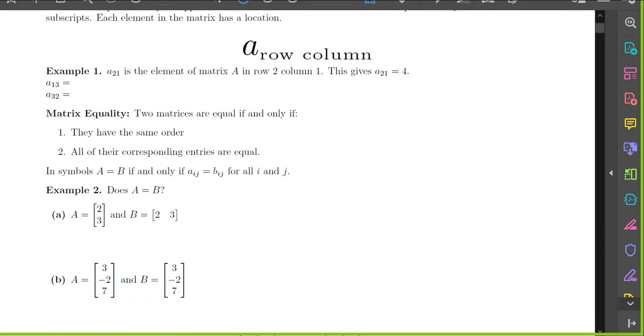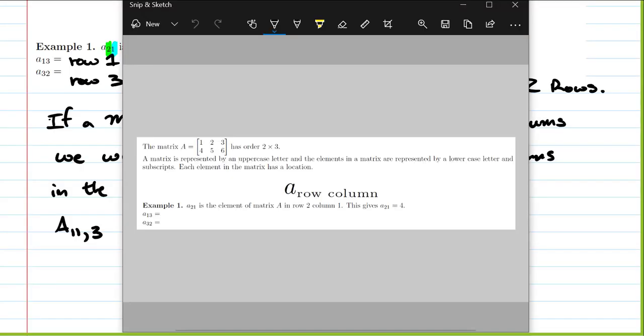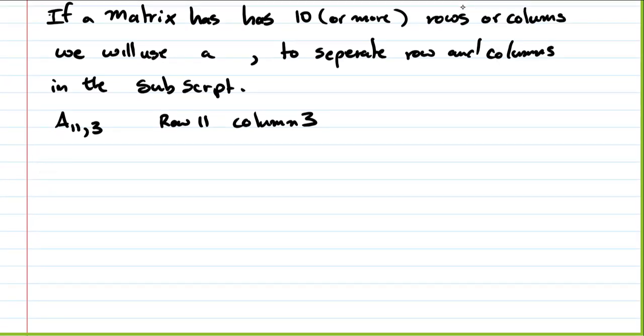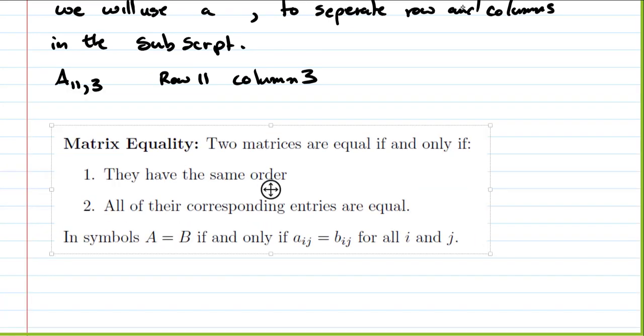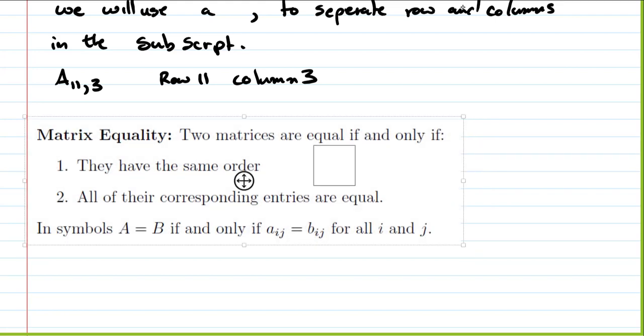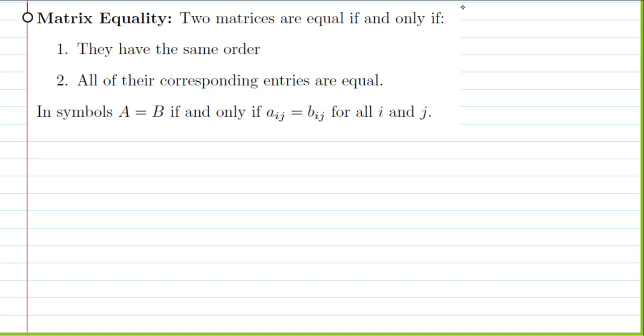So the first thing we are going to define is matrix equality. So two matrices are equal if and only if, one, they have the same order, and remember order just means size, and two, all of their corresponding entries are equal. So in symbols, that means matrix A equals matrix B if and only if A sub ij is equal to B sub ij for all i and j.